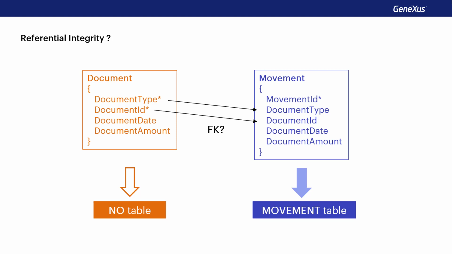Since referential integrity must be ensured, Genexus generates SQL triggers to do so. Therefore, it could be said that the pair document type and document ID make up a pseudo-foreign key in movement. In sum, in document, it won't be possible to delete invoices or receipts that have an associated movement. In addition, it won't be possible to add a movement that doesn't exist as a document.